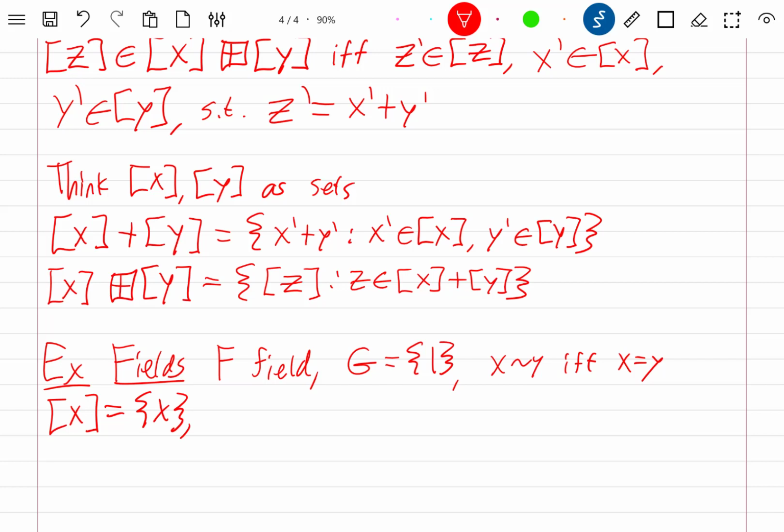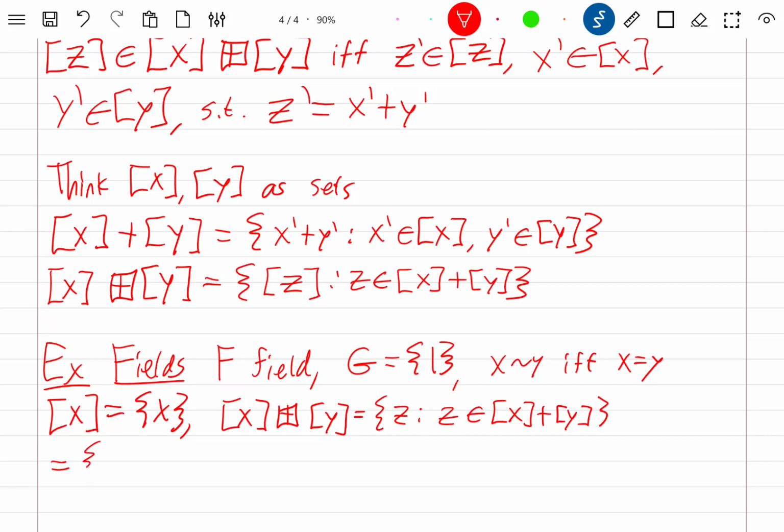And then we can see, through this definition here, how the sums behave. If I take the equivalence class of x plus the equivalence class of y, well, this is just the set of z such that z is in the equivalence class of x plus y. But this is just equal to, well, what's the equivalence class of x plus y?